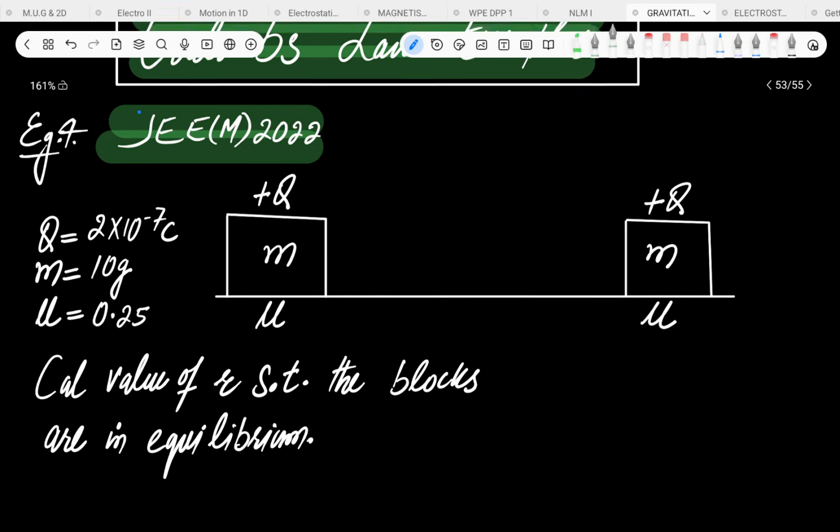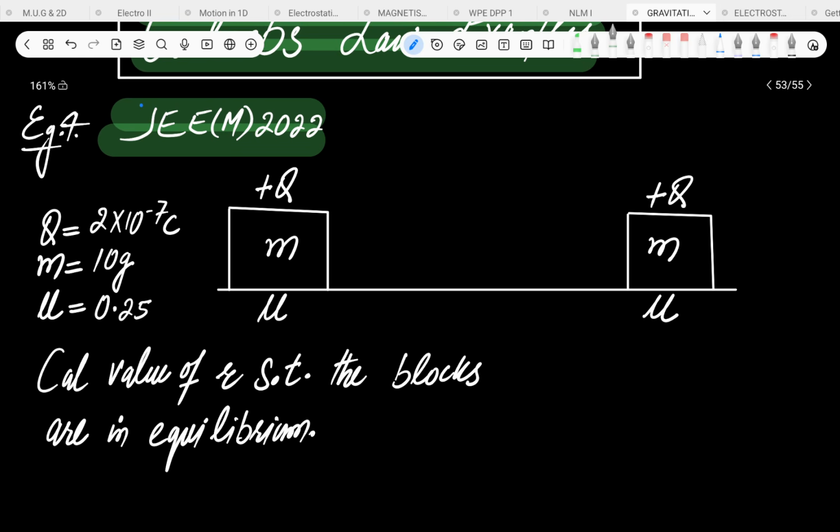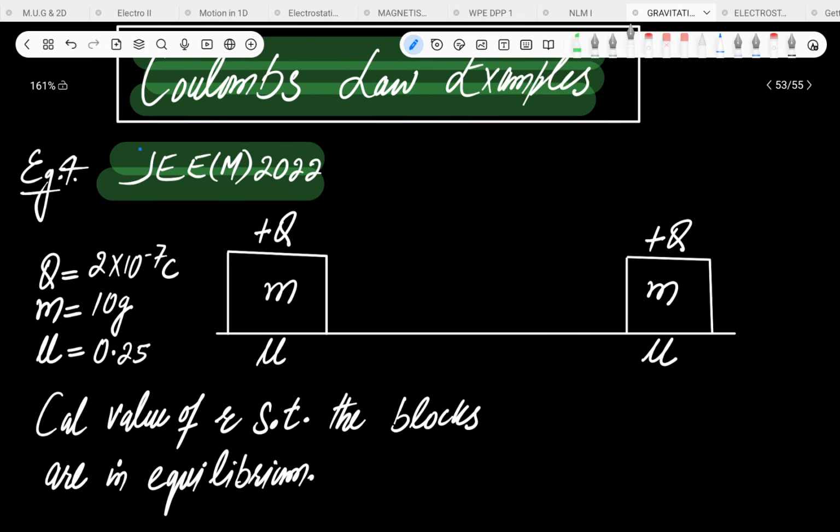Let's try to work out one last example of this session. That's example number 4, again based on Coulomb's law. I can say that it is Coulomb's law, it is Newton's laws of motion, we can say it's a mixture of these two. That's Newton's laws of motion and Coulomb's law. And the question has been asked in JEE 2022. Let's try to work out this example.